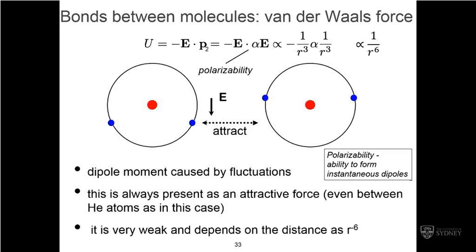Little aside, what is polarizability? How can you think about it? It's basically the ability of an atom to form instantaneous dipoles. How readily can it change itself to set up dipoles? And it's a property of the particular atom. And so from before we had the expression for electric field. Remember, it was 1 over r cubed.